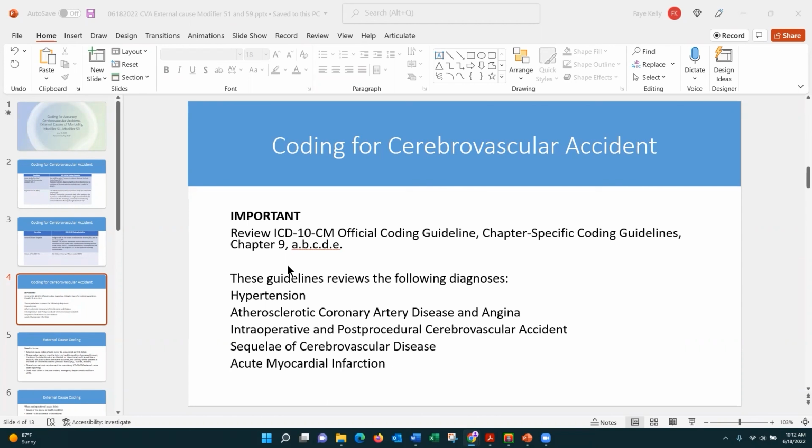They are very common. So in your official coding guidelines, Chapter 9, this is A, B, C, D, and E. All this is captured in these. So just make a note, look through these, practice in Find a Code, coding these and becoming familiar. This one right here, coronary artery disease with angina, you've got a combo code. So you want to really pay attention.